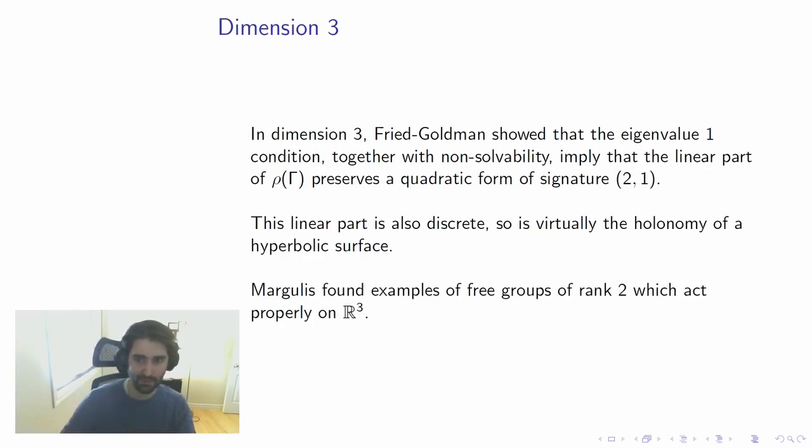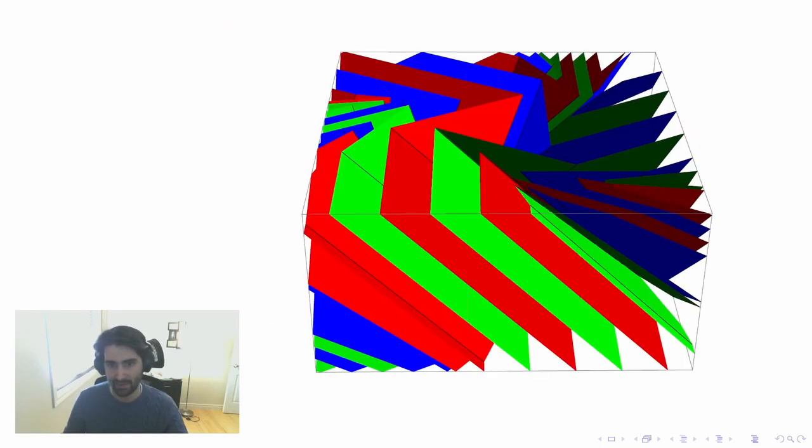Margulis found examples of free groups of rank 2, which act properly on R^3, answering Milnor's question in the negative for dimension 3. So in dimension 3, there do exist non-abelian free groups which can act properly by affine transformations. They're not easy to construct or understand. One way to visualize what they look like and understand them was found by Todd Drumm.